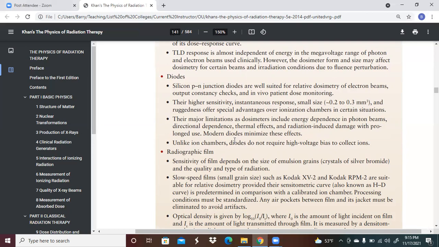Their limitations include energy dependence in photon beams, directional dependence, thermal effects, and radiation-induced damage with prolonged use, and modern diodes try to prevent or minimize some of these effects. But unlike ion chambers, diodes do not require high voltage bias in order to collect the ions. In other words, you don't have to set the stage in order for these to be able to do their job.